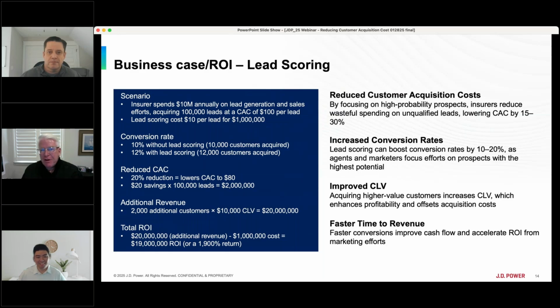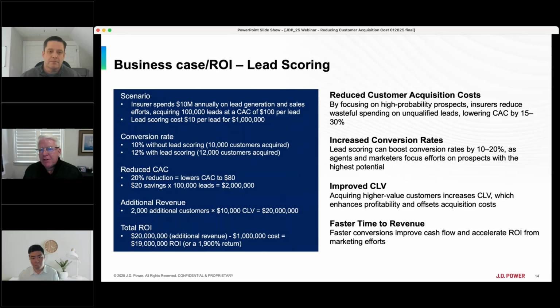But the way to think about the ROI story when you're sharing this with your organization is, number one, lead scoring is going to help you reduce your customer acquisition costs. You're focusing on your highest probability prospects. You're going to reduce wasteful spending on unqualified leads, and you'll see the results. We're saying 15 to 30% here in terms of reduction, but that could be as high as 50%, as we talked about at the beginning.